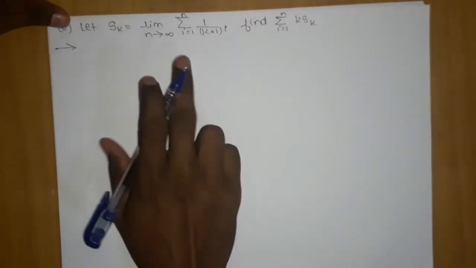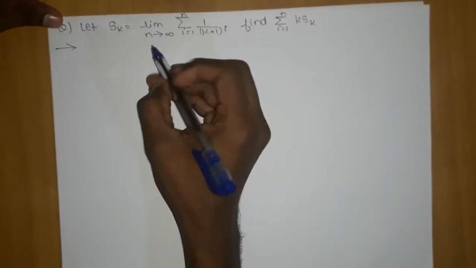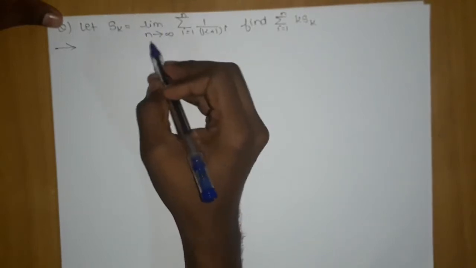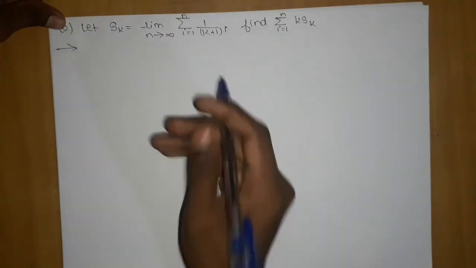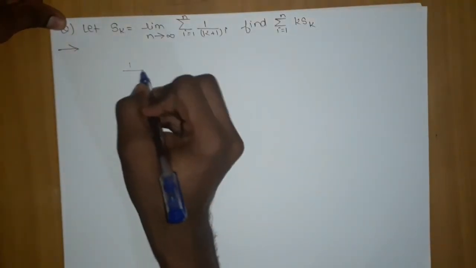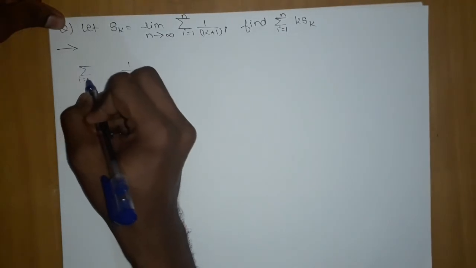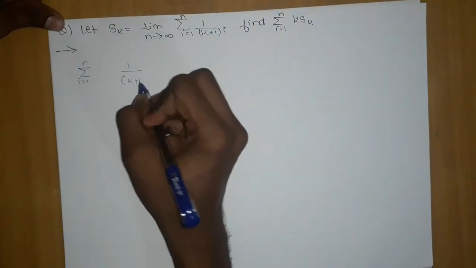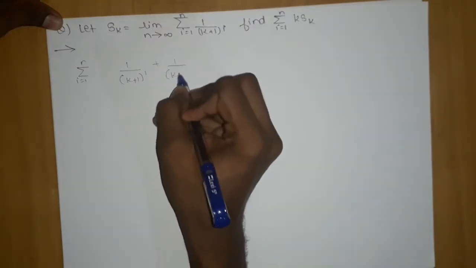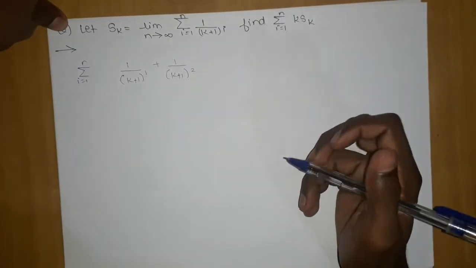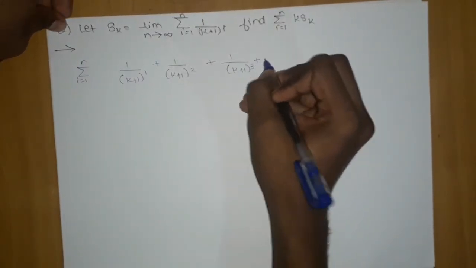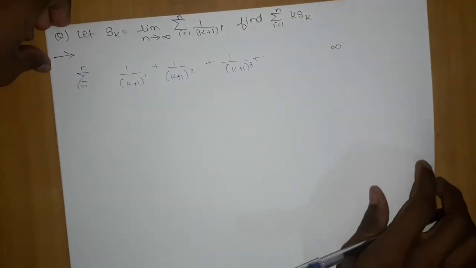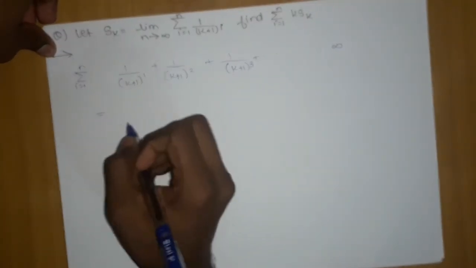Now if we open this, whatever they are telling us is giving a hint. The limit, n tends to infinity, means it is nothing but a sum of infinite terms. And how will we come to know? If I just open it, from 1 to n, it is 1 upon (k plus 1) power 1, 1 upon (k plus 1) power 2, and further on 1 upon (k plus 1) power 3. Like that, it will move to infinity.